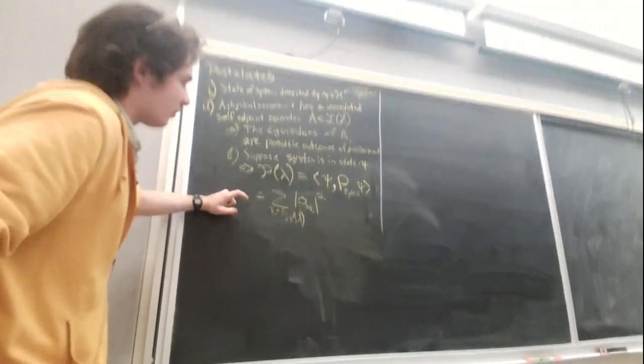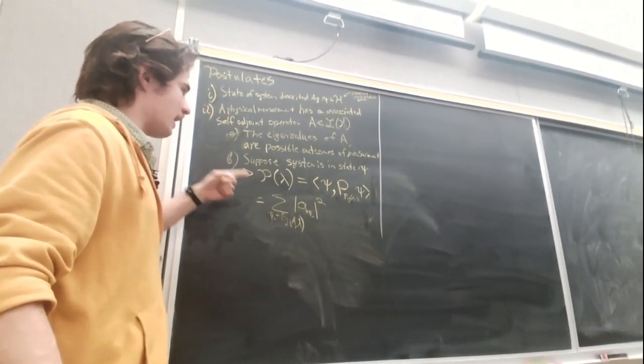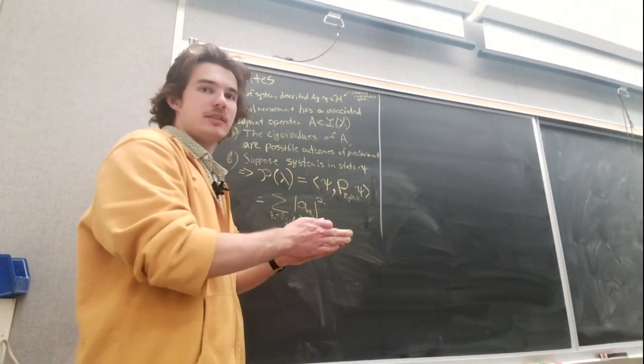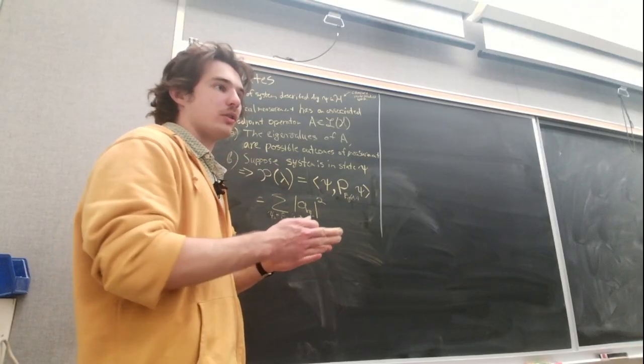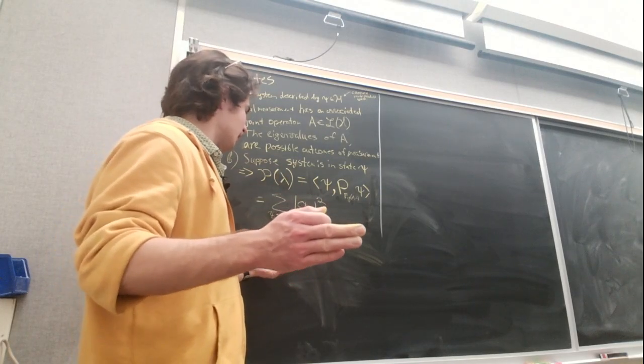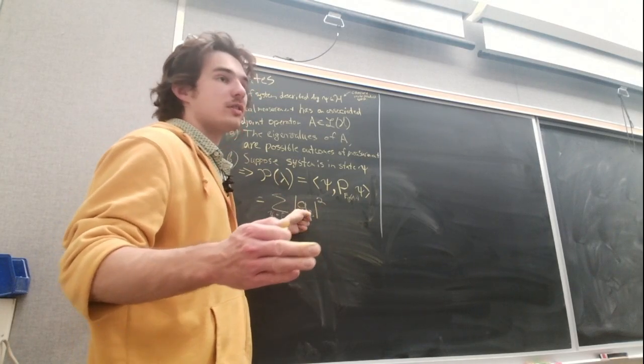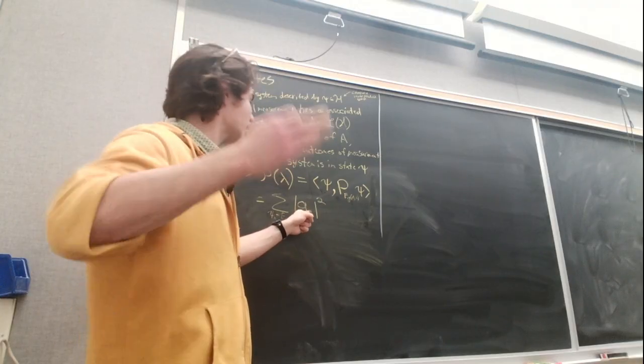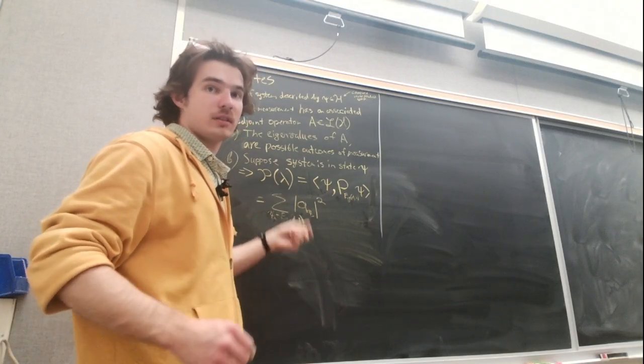So this is another way to write this: I write down my vector in my orthonormal basis of eigenvectors, and then I look at the components squared in front of the vectors that have the eigenvalue I'm interested in.